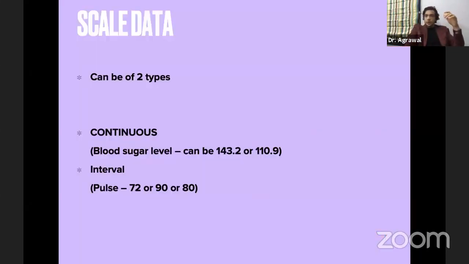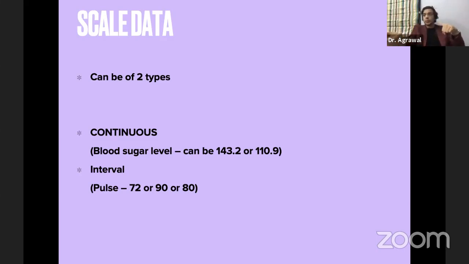And we're going to talk a little bit about what each is. So scale data can be of two types. Okay. Scale means it's on a scale. Just imagine that. Okay. It can be either continuous or it can be on interval. So continuous is something like your blood sugar level. It can be 143.2, it can be 110.9, it can be 121.2. So it's on a continuous scale where there are no, you know, equal intervals between two values.